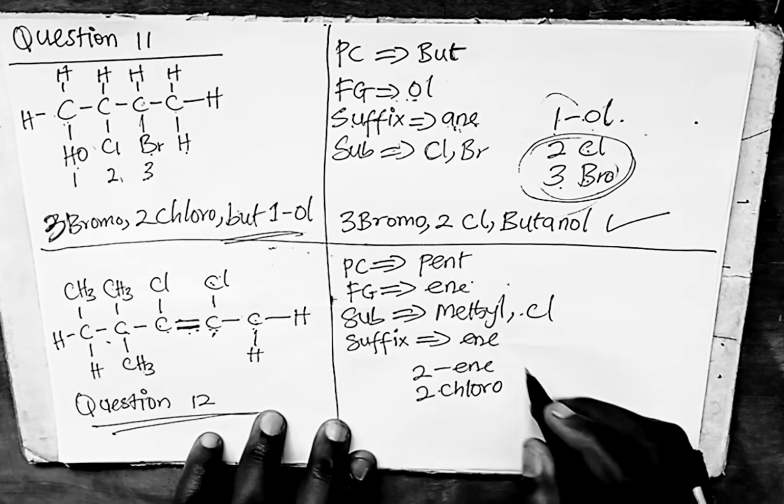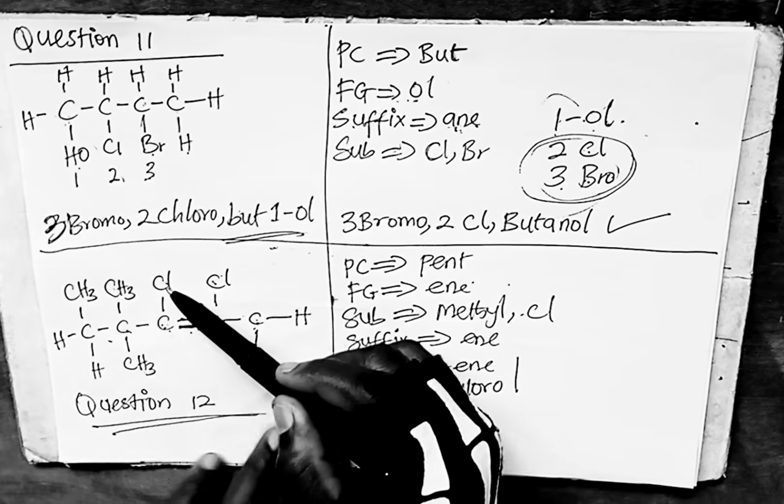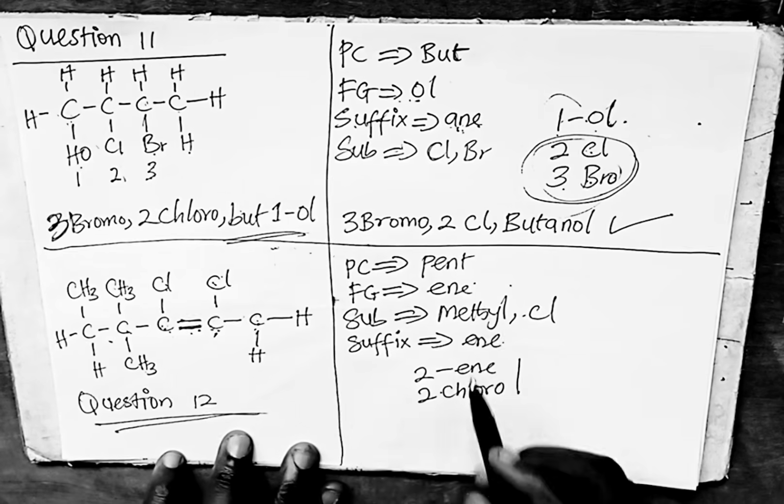What do we have next there again? We also have 1, 2, 3. Okay, we also have another chloro again for the third one. So we can't say 2 chloro, 3 chloro. No. What we are going to do, we are going to put everything together.